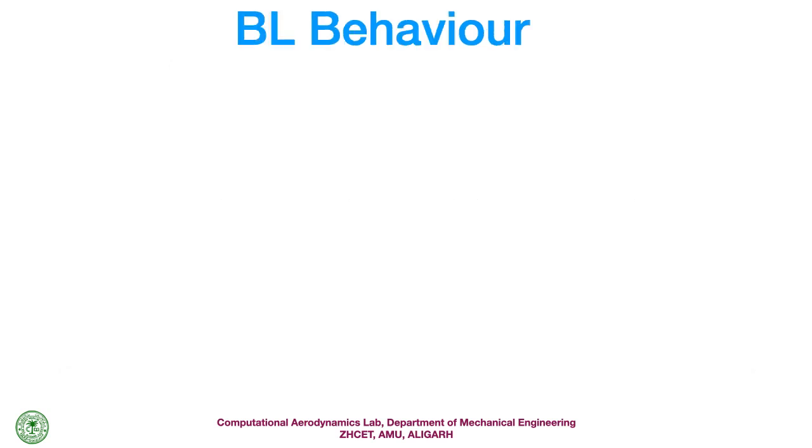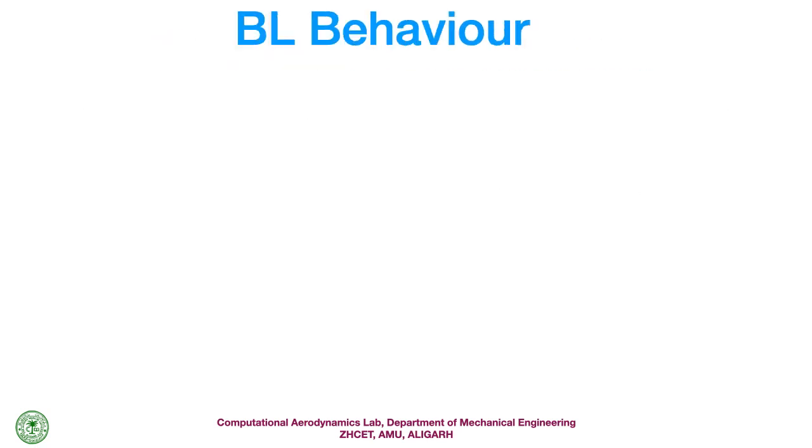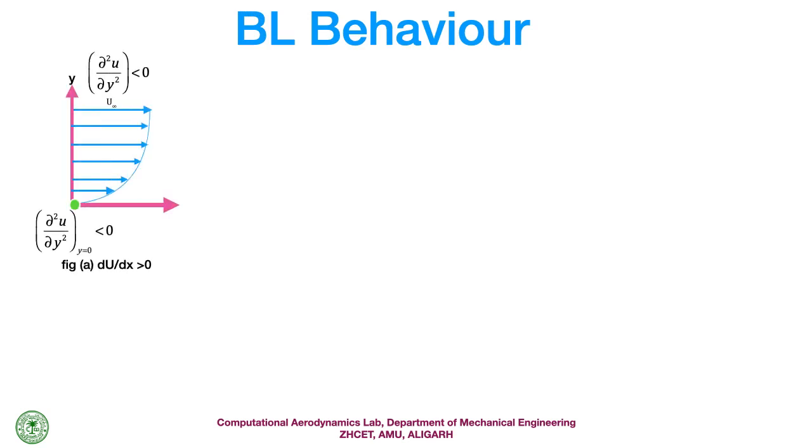Now let me explain the boundary layer behavior, whatever I have discussed in the last slide, in more detail with the help of graphics. So this is the velocity profile of figure A, that is for the accelerating boundary layer.